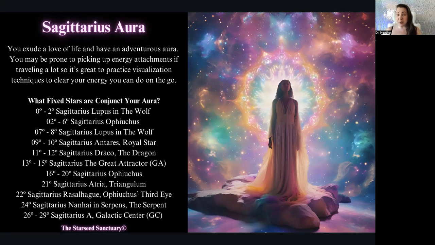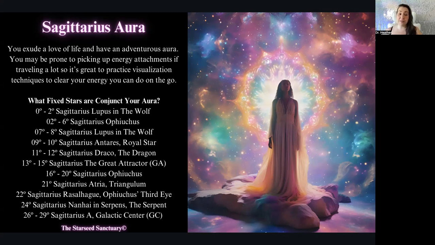0 to 2 degrees will be Lupus the wolf, very prophetic stars there. 2 to 6 degrees will be Ophiuchus, the healer. Some radiant healing frequencies in your aura with Ophiuchus. 7 to 8 degrees will be other stars of Lupus the wolf. 9 to 10 will be one of the royal stars on Taurus, the heart of the scorpion. 11 to 12 degrees will be some of the stars of Draco the dragon.